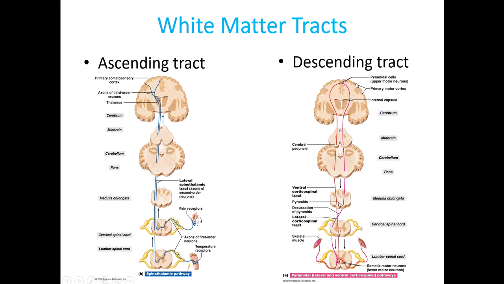If we look at the descending tract, we're talking about motor neurons. So we're coming from the primary motor cortex, descending all down through the brainstem and the spinal cord, and then going out to our skeletal muscles in order to allow us to move, and that is coming out through the ventral root of the spinal cord.